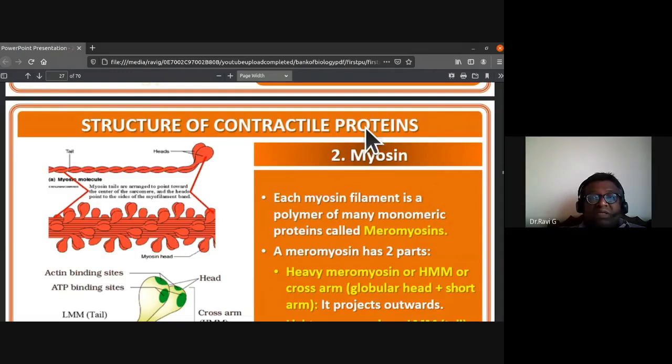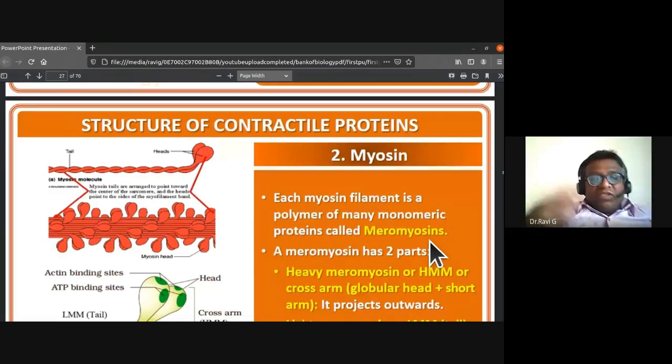So till now we have discussed the structure of actin. Now the structure of another contractile protein, myosin. Each myosin filament is a polymer of many monomeric proteins which we call meromyosins. Remember it as meromyosin.